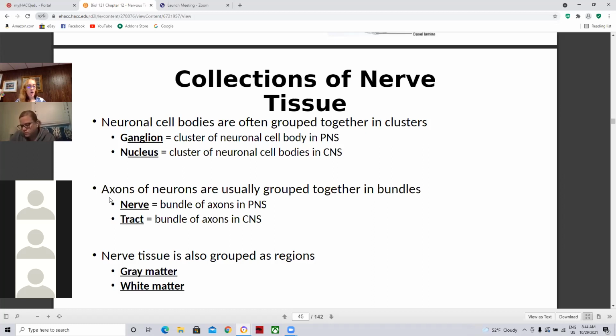In axons, a bundle of axons in the peripheral nervous system is a nerve. A bundle of axons in the central nervous system is a tract.